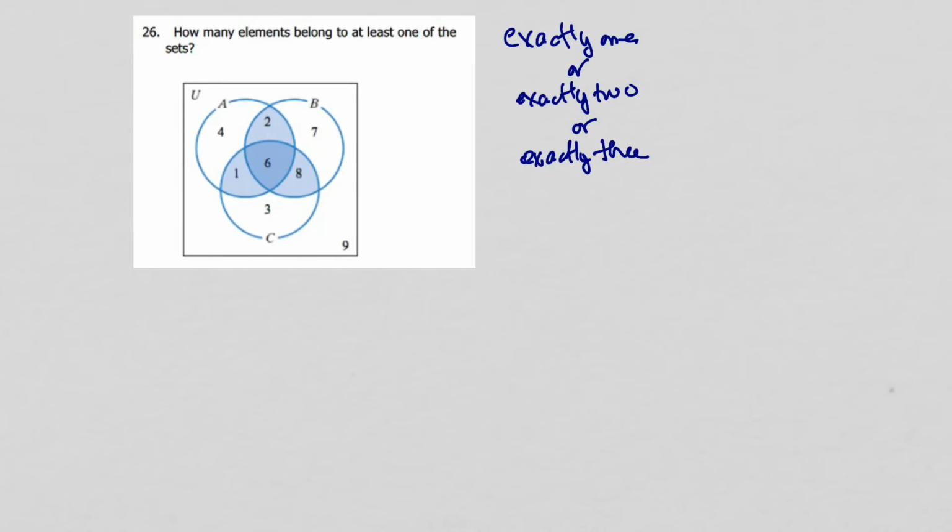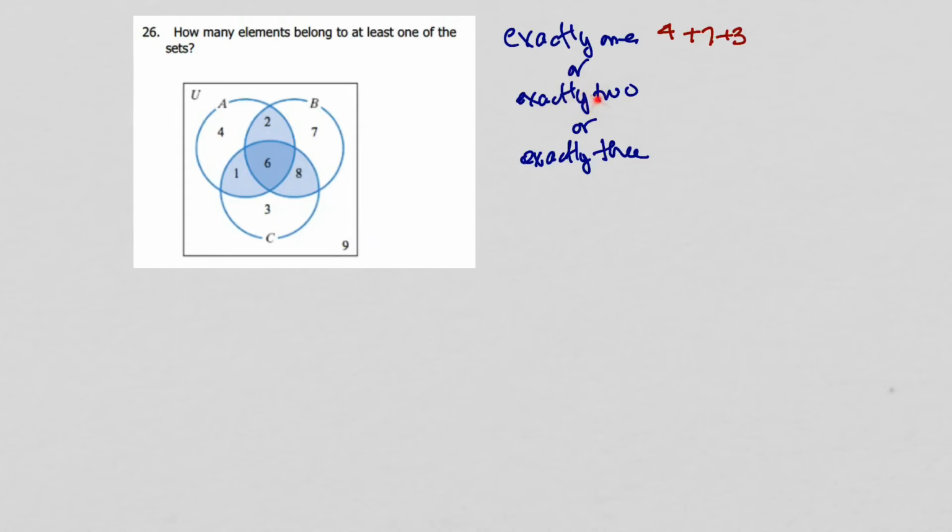So how many ways can we get exactly one? Well, how about this region right out here? There's 4 in that. That's only in A. And then there's 7 that's only in B. And there's 3 that's only in C. So for exactly 1, what we're looking at is 4 plus 7 plus 3. That's in exactly 1. Here's only A, only B, and only C.